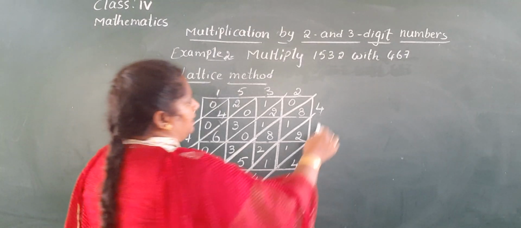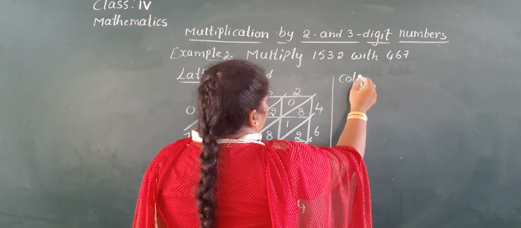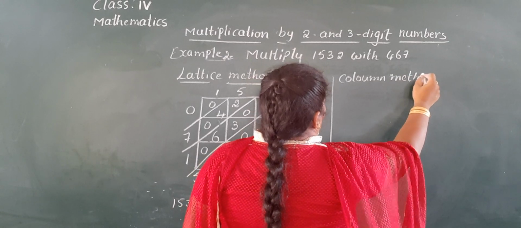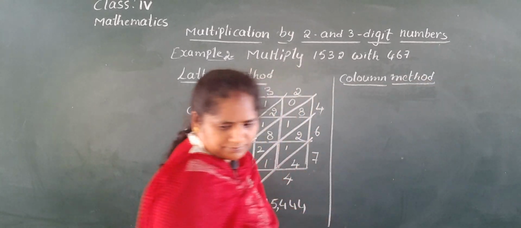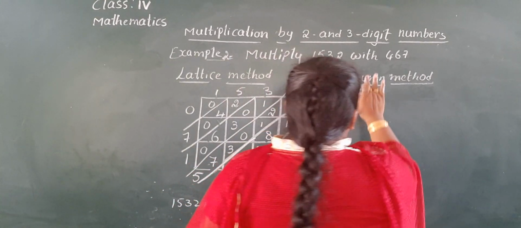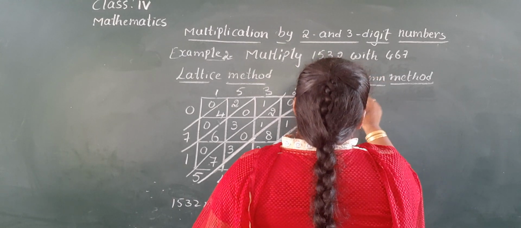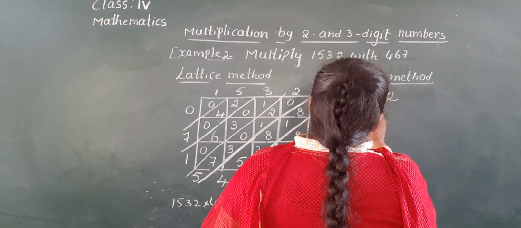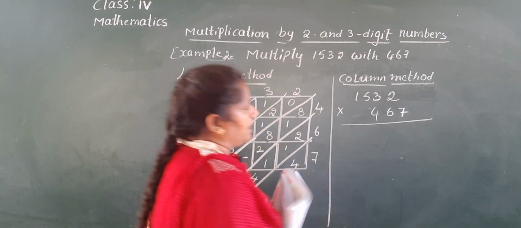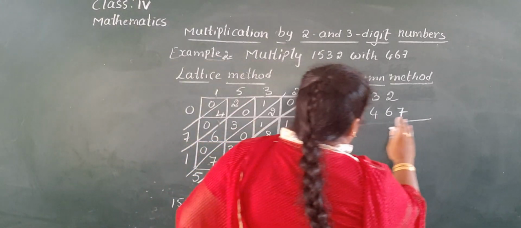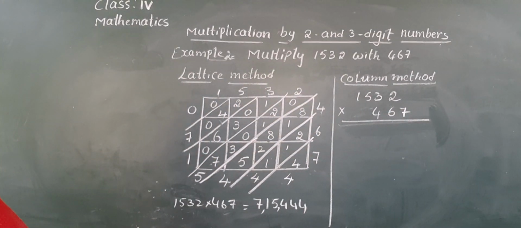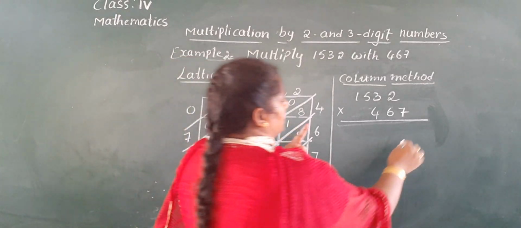Okay, now I will explain column method. So this is the standard method for multiplication. Column method. Okay? So here we will write 1532 into 467. So first you multiply by 7. Okay. 7 2s are 14. So 1 in hand, 4 is down.